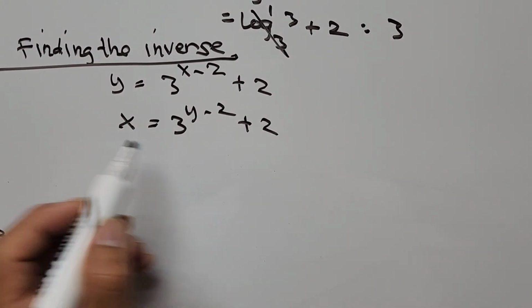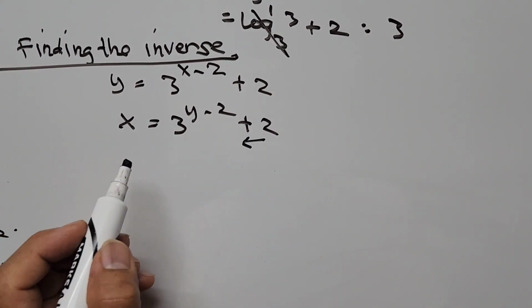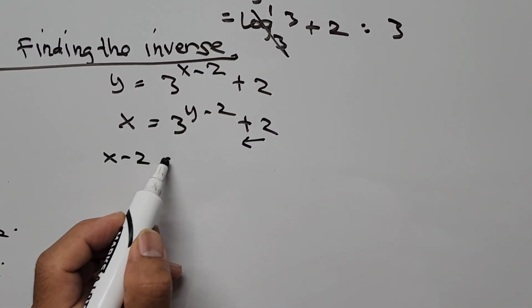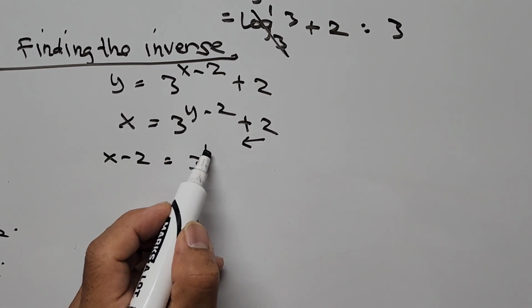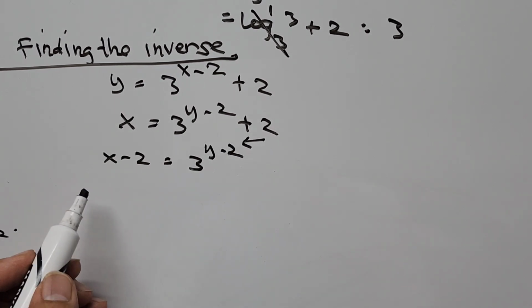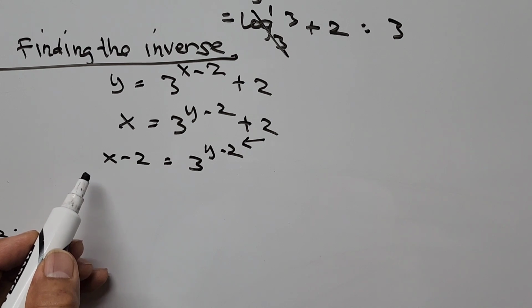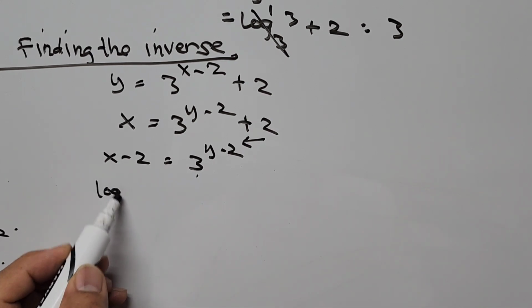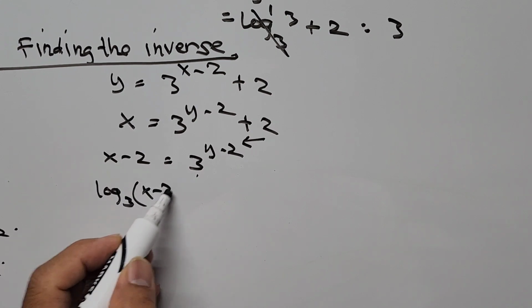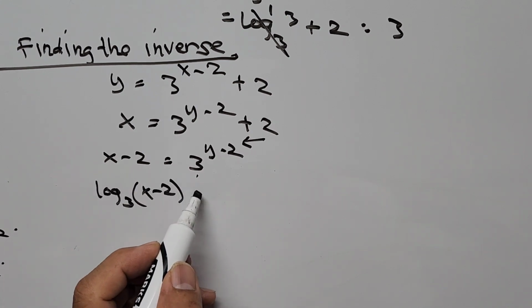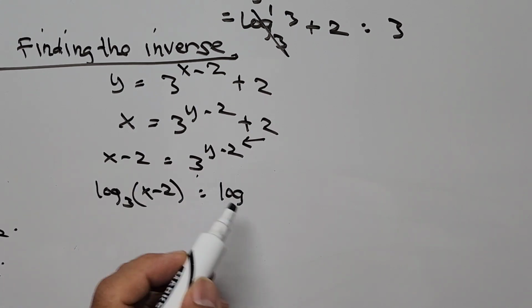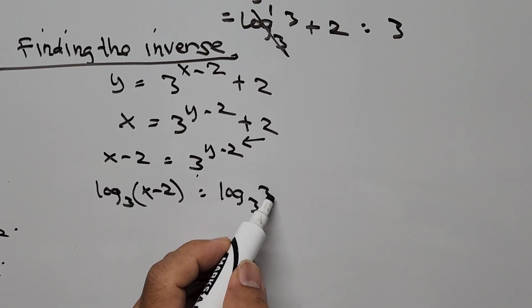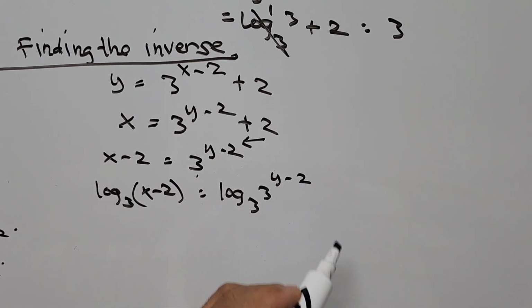Putting the 2 to the left, it will be x - 2 = 3^(y-2). And here, let's take the logarithm base 3. So log base 3 of (x - 2) equals log base 3 of 3^(y-2).